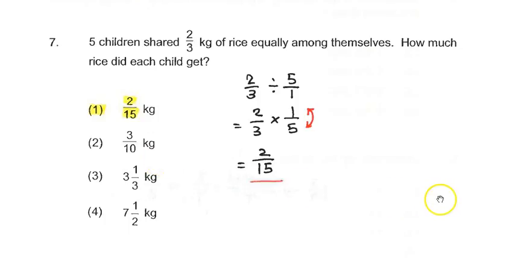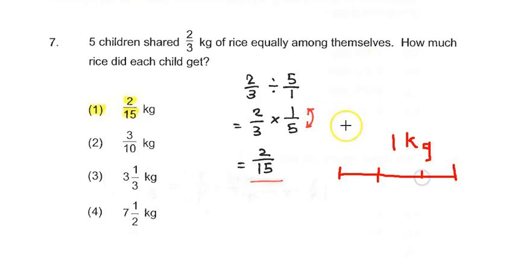Now, 5 children shared 2/3 of a kilogram. Now watch out for this. You must understand 2/3 of a kilogram means this. This whole thing is 1 kilogram. Now 2/3 means rice, instead of 1 kilogram, we only have 2/3. This part all the way to this part is not even 1 kilogram.